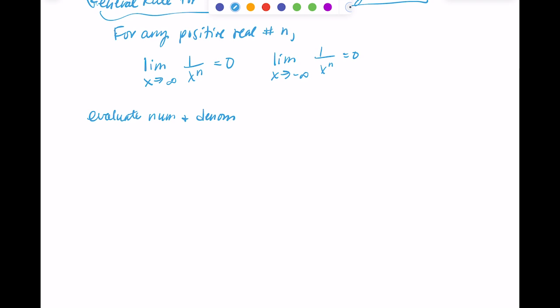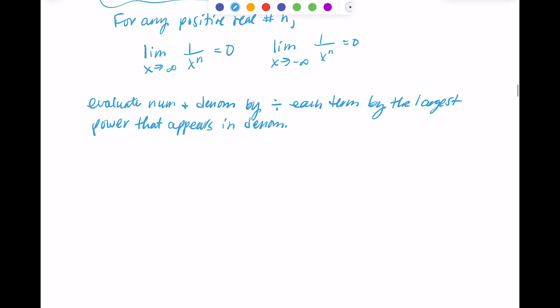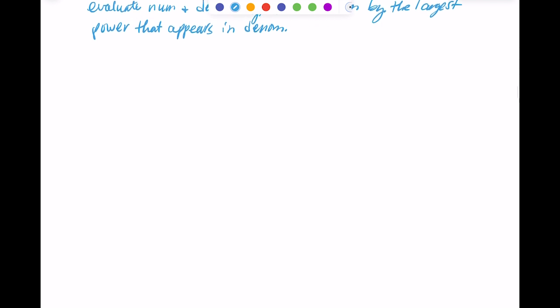So we're going to evaluate the numerator and denominator by dividing each term by the largest power that appears in the denominator. And then simplify. Okay, so here's our function.